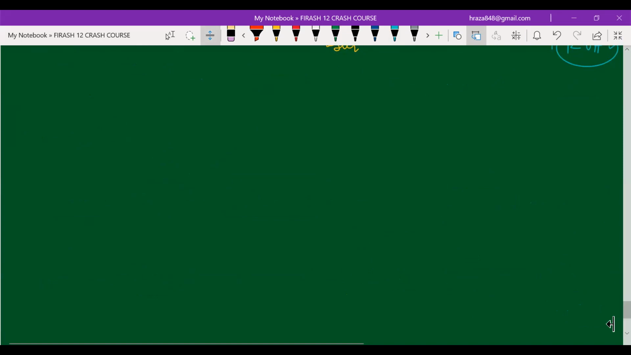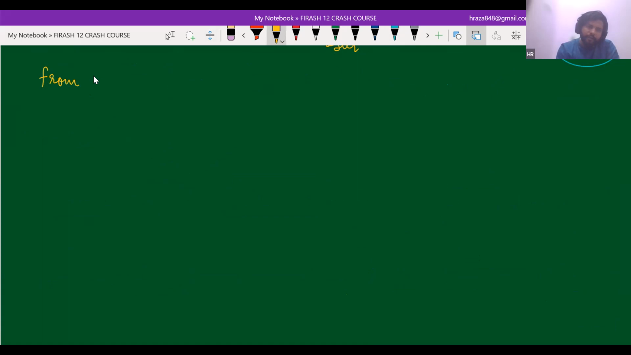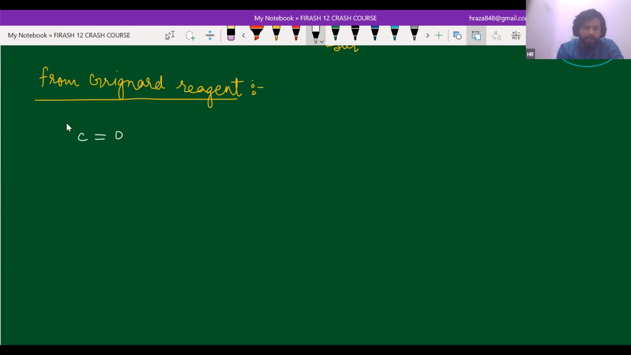Yes. Now the most important reaction or preparation is from Grignard reagent. Why is it so important? It's a very easy reaction. For the carbonyl, I'm going to show you. We are going to use this for aldehydes and ketones. Can you see the screen?